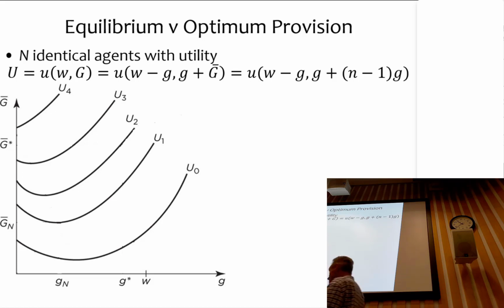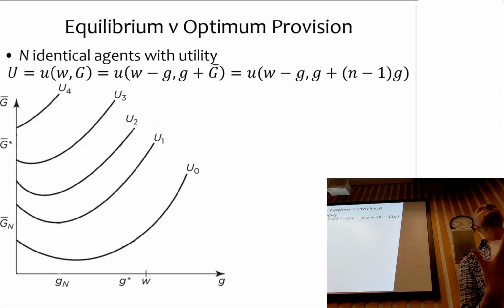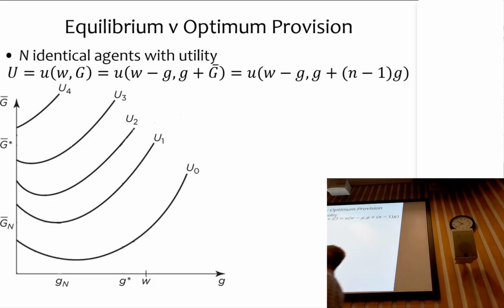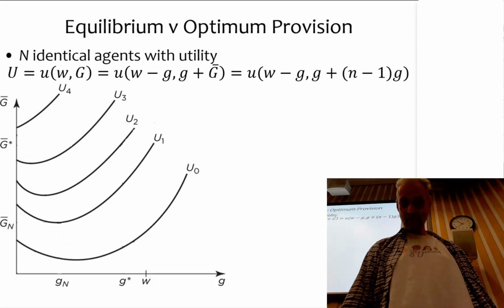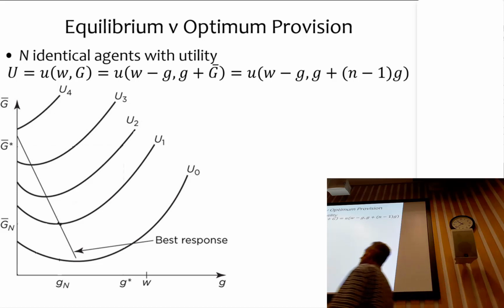Also, the more of the public good that is provided by others, the less we need to do, right? And the more of our income we can keep for buying a private good. So the minimum of these indifference curves should shift leftwards, right? And that implies that the best response curve is this. So this is how much we would provide of the public good as a function of what the others provide of the public good, right? So that is our best response.